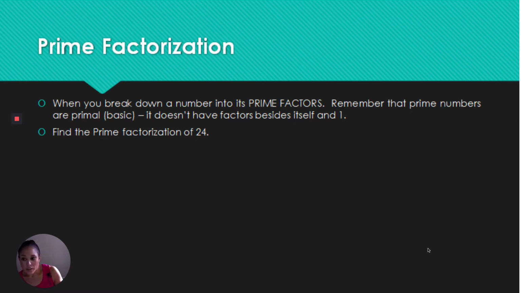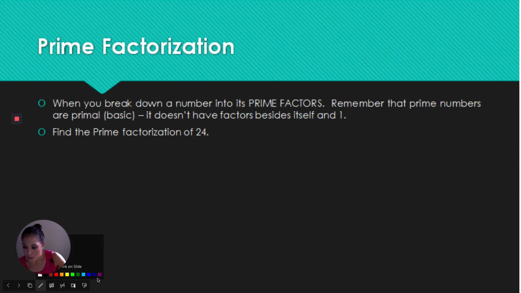So let's look at the prime factorization of 24. I have two methods I would like to show you. The first is an upside down division. So I'm going to write 24. Oops, it's kind of messy. And just like that. Okay, so I want to think about what number can go into 24.